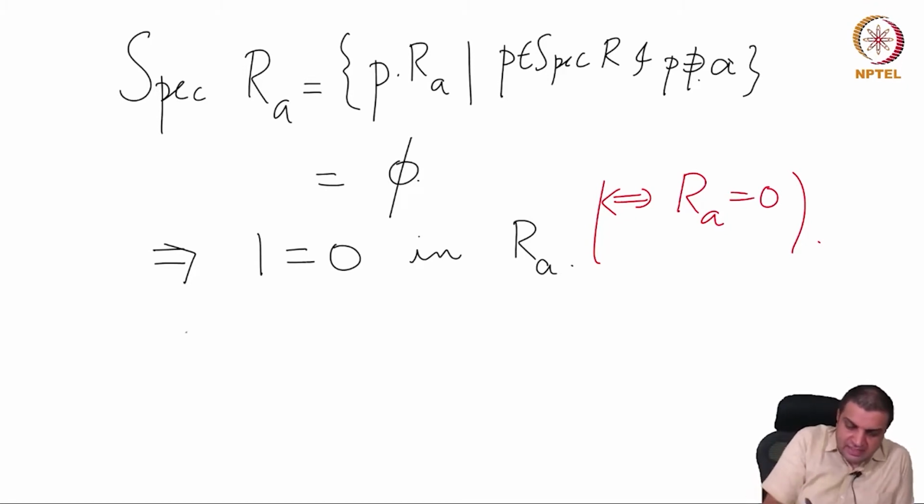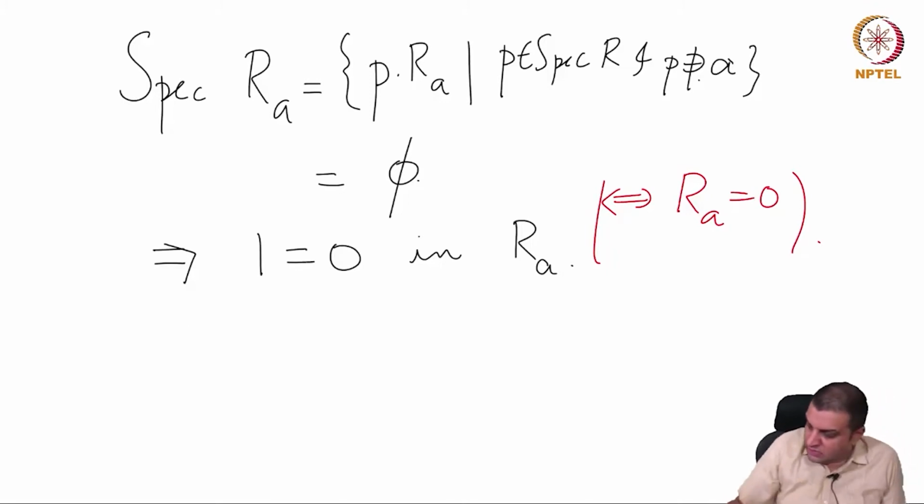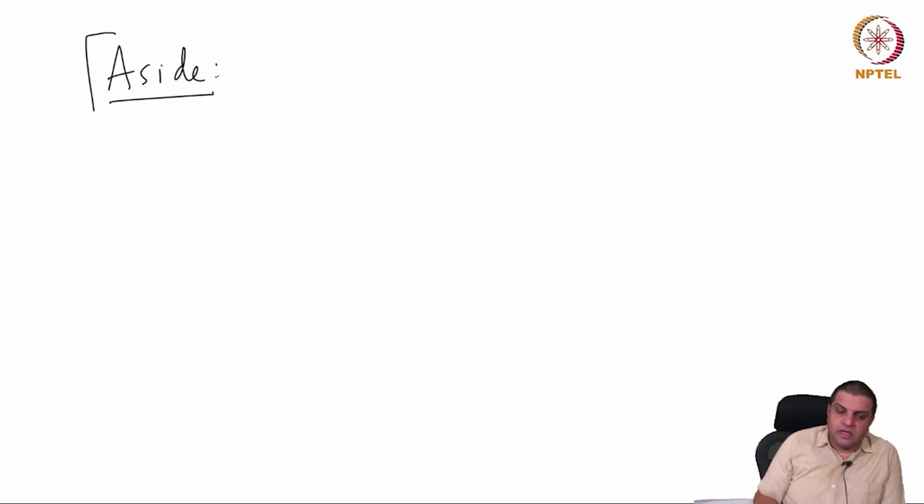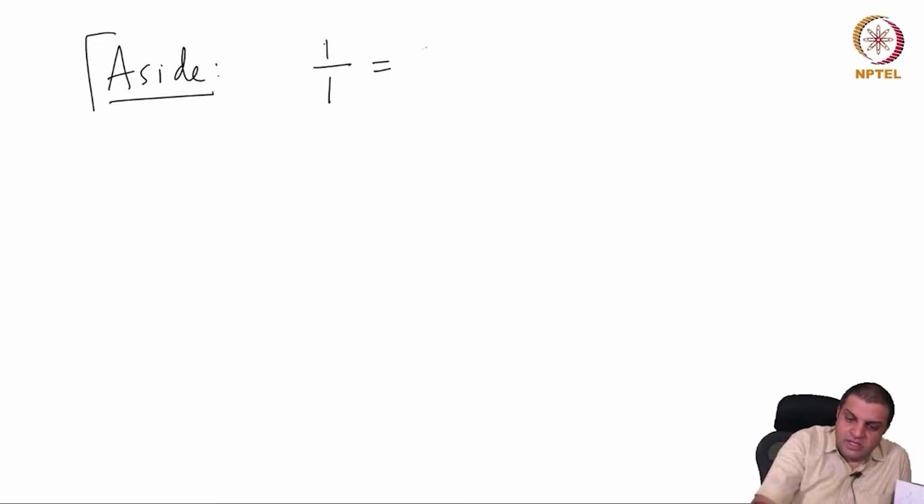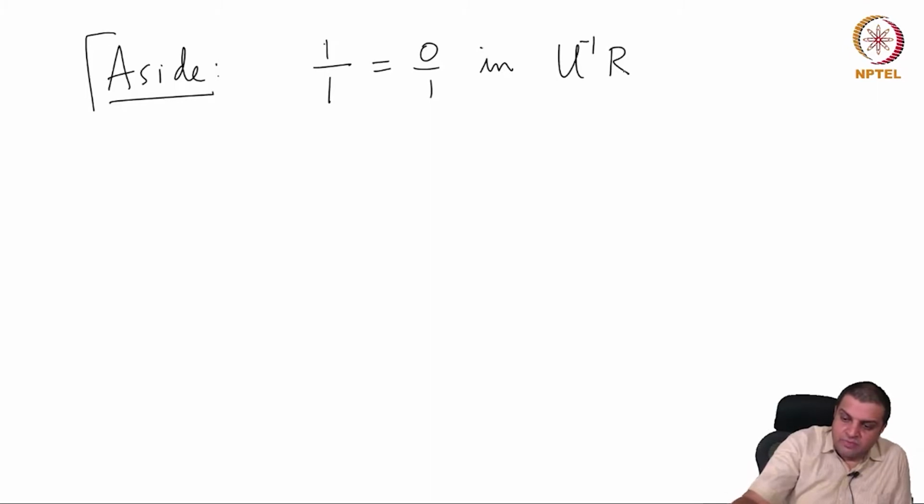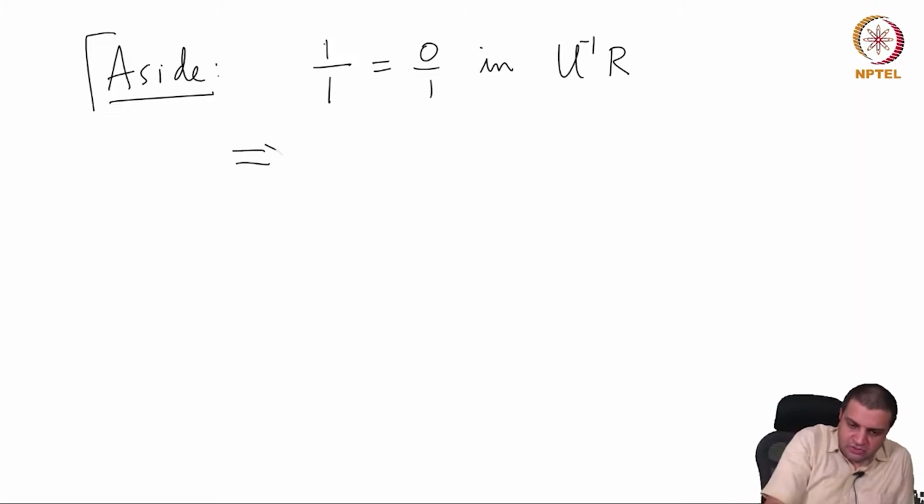So let's go back to this statement. This is an aside, just to think about what this means. So 1 over 1 is equal to 0 over 1 in U inverse R. In the equivalence relation, (1, 1) is the same as (0, 1) if and only if this holds, by definition. This follows directly from the definition of the equivalence.